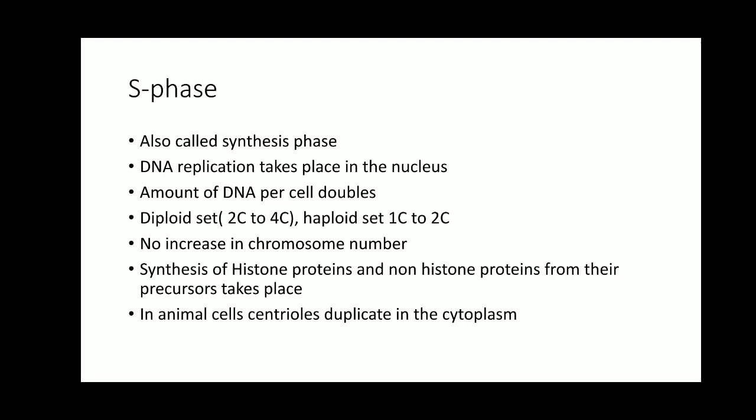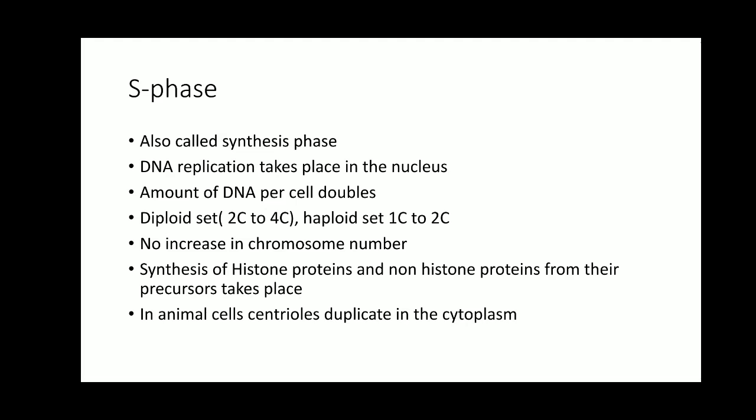You have also studied the cytoskeletal structure of the cell, and one of its components is the centrioles, which are required for the next cell division. These centrioles are also duplicated in the cytoplasm. The important feature of the S phase, the synthesis phase, is that the DNA replication takes place in the nucleus, and in animal cells the centrioles are duplicated in the cytoplasm.